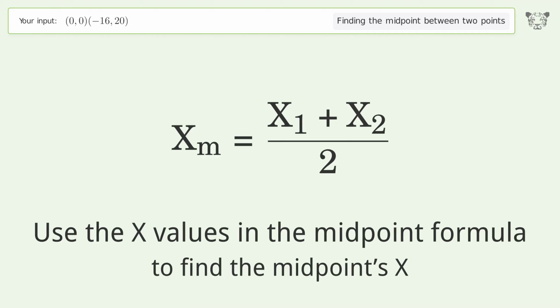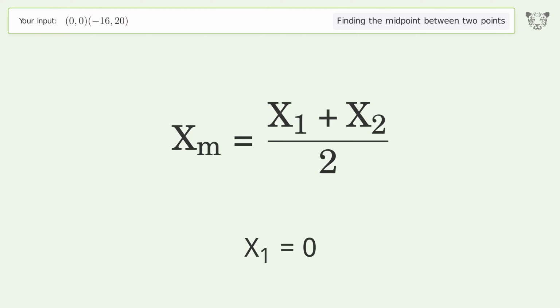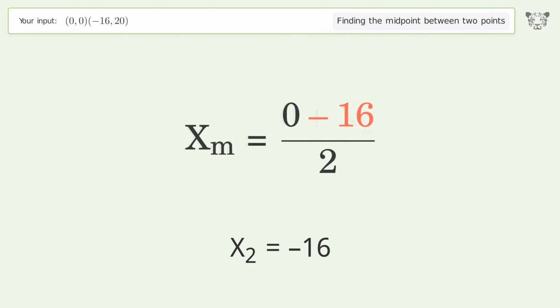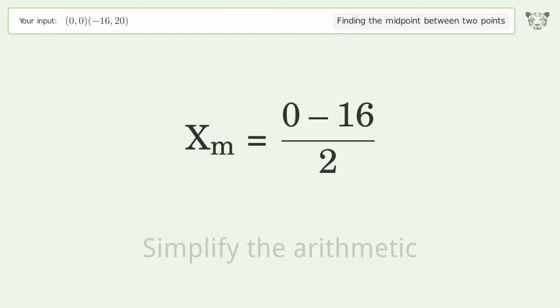Use the x values in the midpoint formula to find the midpoint's x. x1 equals 0. x2 equals -16. Simplify the arithmetic.